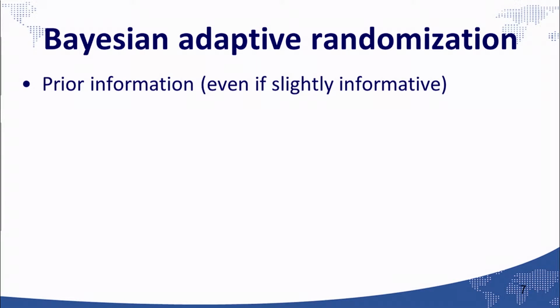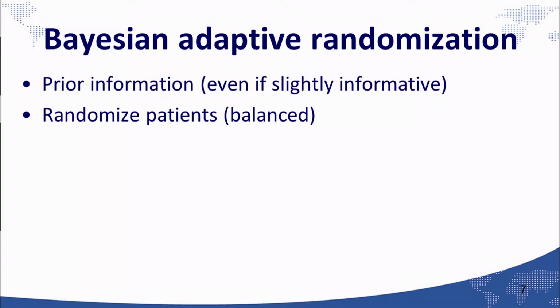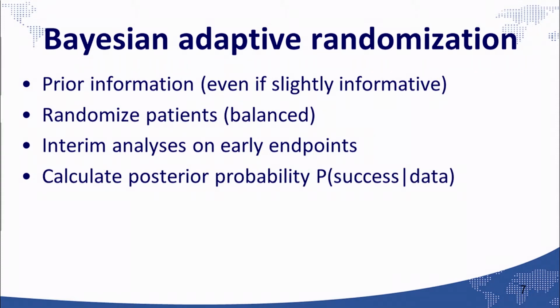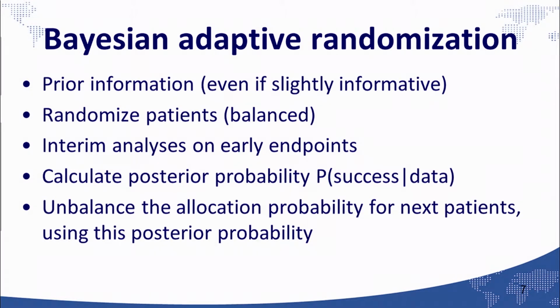You start with your prior information, even if it's slightly informative. You randomize your first patient. The first time it's balanced within treatment groups. Then you perform interim analysis on early endpoints. Early because depending on your accrual rate, you want to have time to make some changes in the design before they are all randomized. You calculate the posterior probability, which is a probability of success given the data. Then you unbalance the allocation probability for the next patient using this posterior probability.